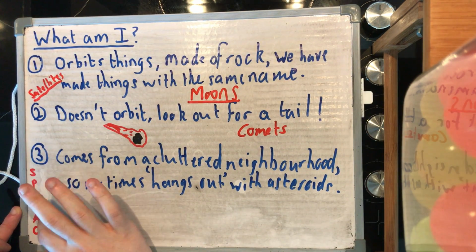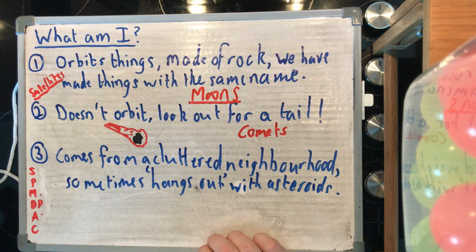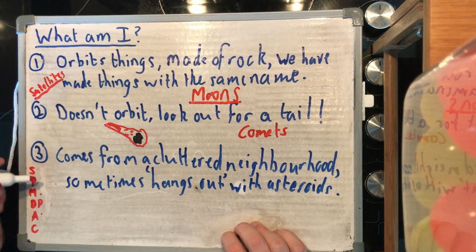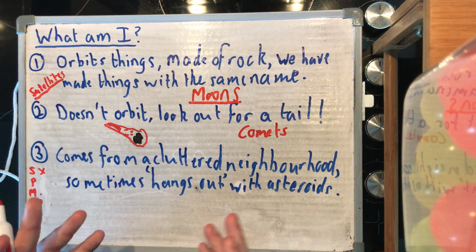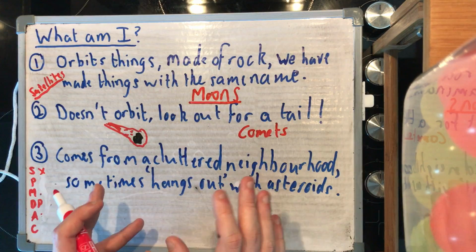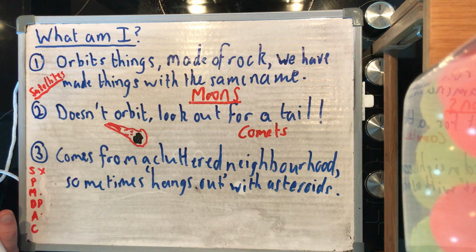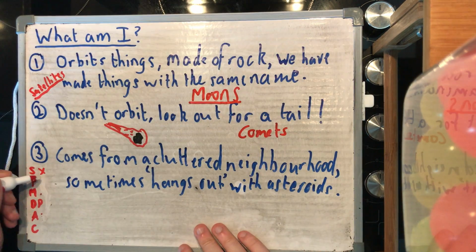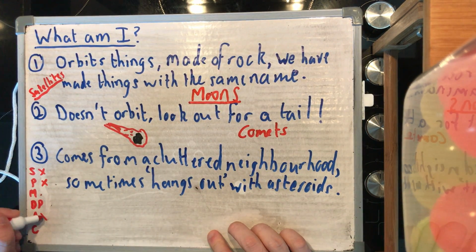Okay, final one then. Comes from a cluttered neighborhood and sometimes hangs out with asteroids. So this is coming back to the idea of clearing the neighborhood due to gravitational fields. So we know the sun's not particularly cluttered, and we know that planets have the ability to clear the neighborhood. They're able to get all of that debris and junk out of their orbital path. Obviously, they can be orbited by various junk like moons, other satellites, but they clear their own orbital neighborhood, so it can't be a planet. We say it hangs out with asteroids, so it isn't going to be an asteroid.